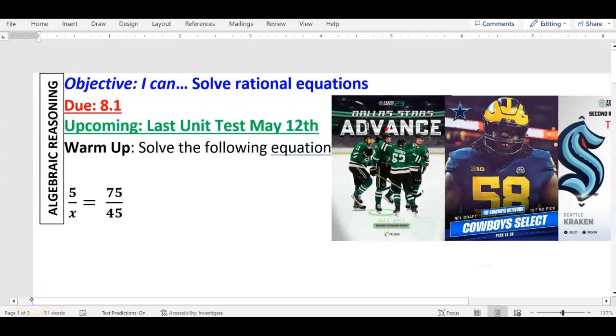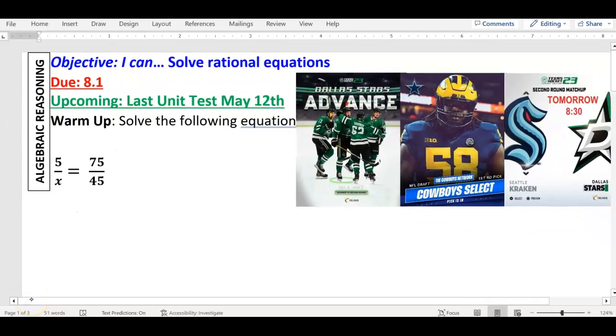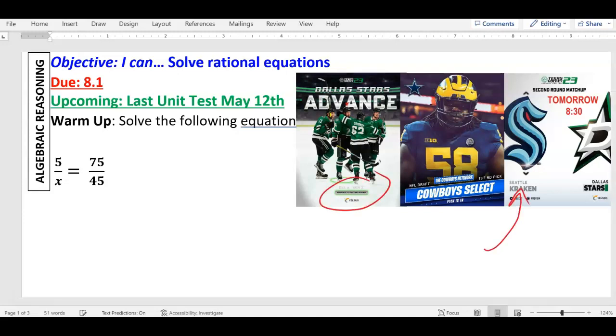All right. How about them Dallas Stars advancing to the next round? Beat those Wild. We're going to be playing the Seattle Kraken starting tomorrow at 8:30. Y'all should be in bed though, so I don't know if y'all can watch that. How about that Dallas Cowboys first round draft pick?